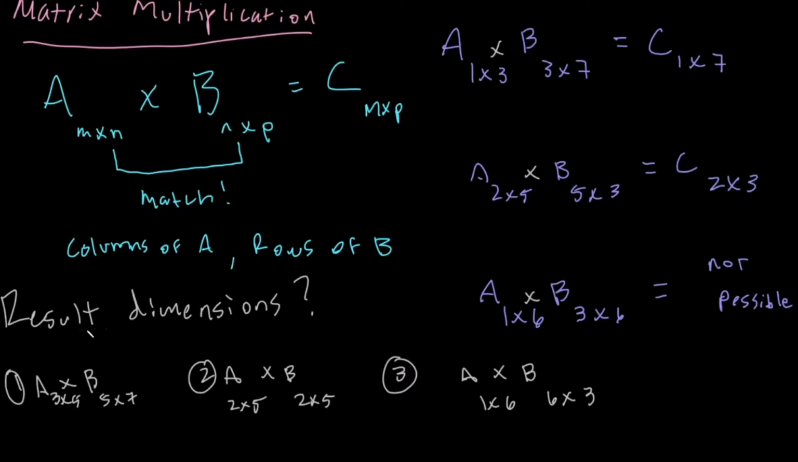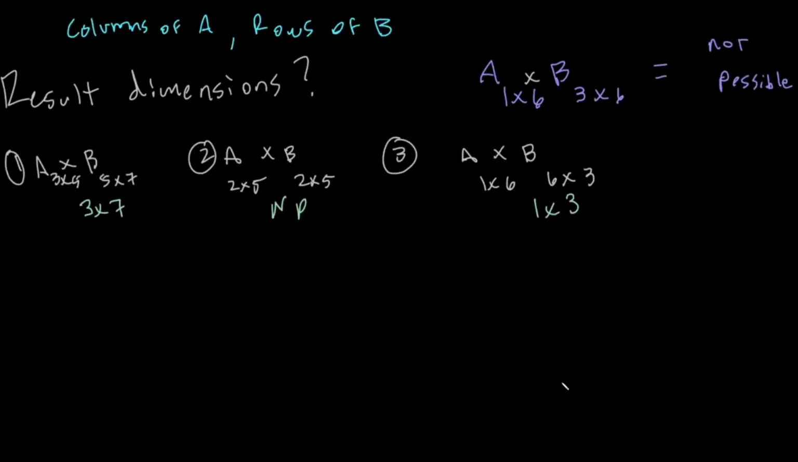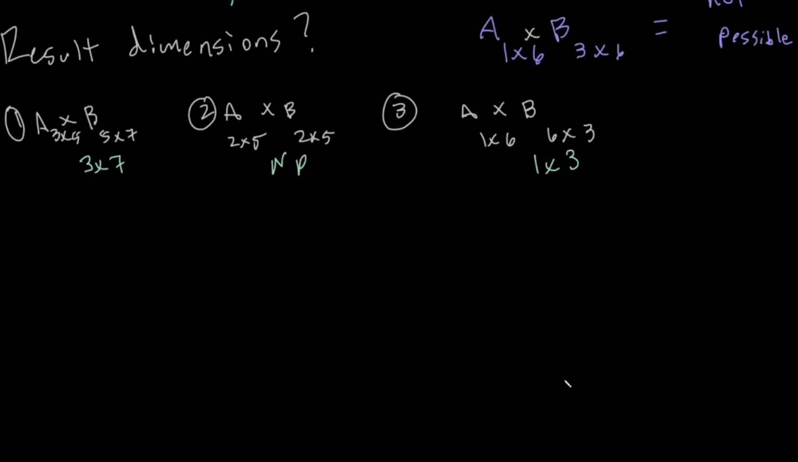So 3 by 5 and 5 by 7, that's good. We will get a 3 by 7. 2 by 5 and a 2 by 5, it's not possible. They can add or subtract, but they cannot multiply. 1 by 6 and a 1 by 3, you get a 1 by 3. Okay, so that's how you decide if they're compatible. Can they be a couple, or are they just not romantically compatible?